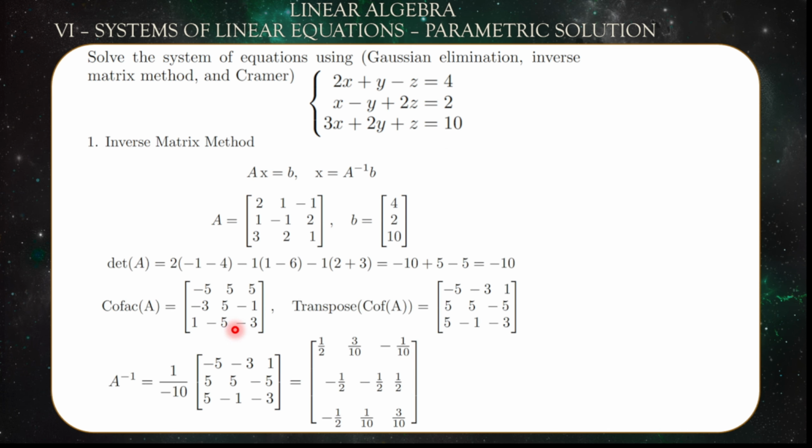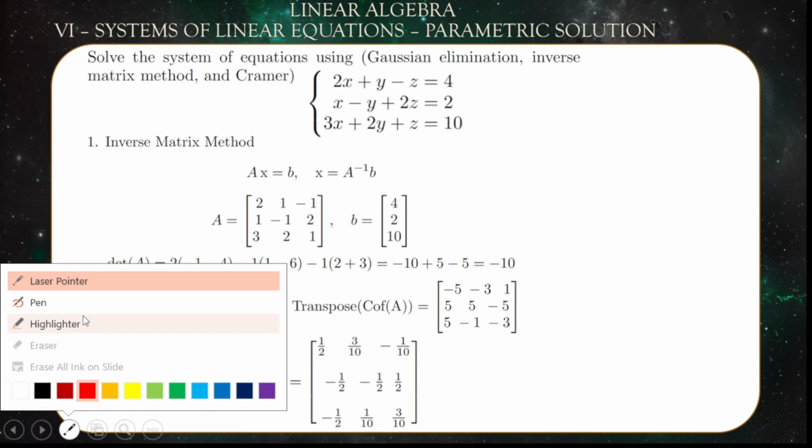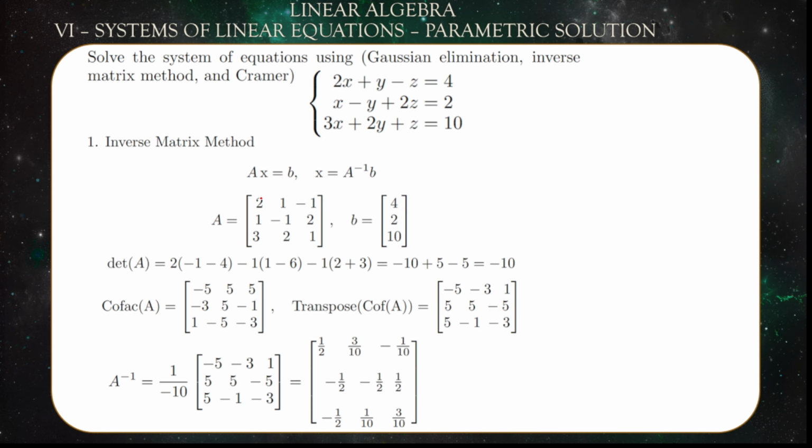Let's check the solution. So what is A minus 1? Mind you that A minus 1, the inverse matrix, is equal to 1 divided by the determinant of A, multiplied by the transpose of the cofactor of A. First of all, the determinant of A is equal to 2 multiplied by minus 1 times 1, minus 2 times 2. Let us get the pen again. So it's 2 multiplied by minus 1 minus 4, basically.